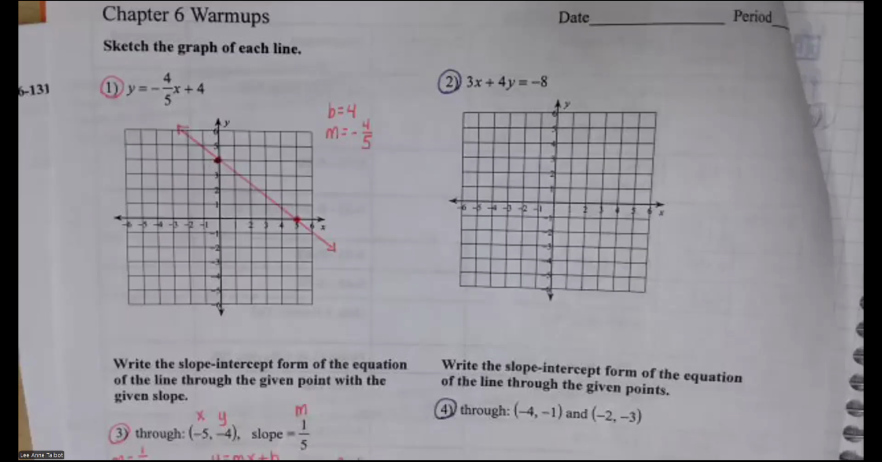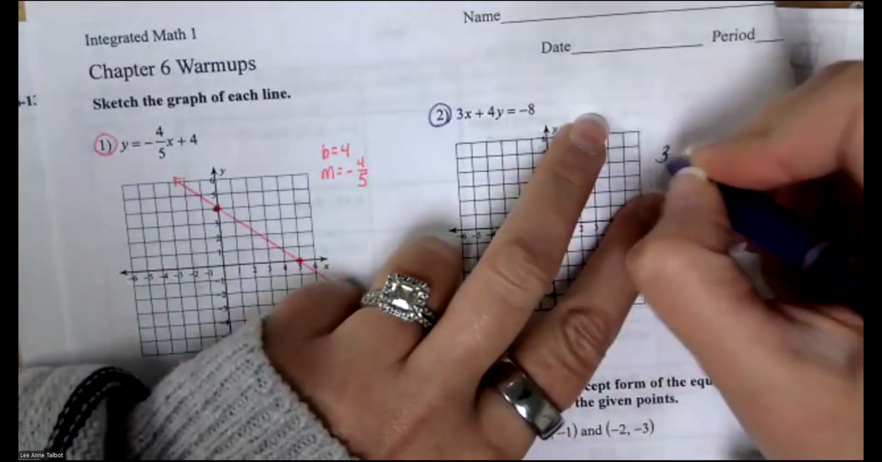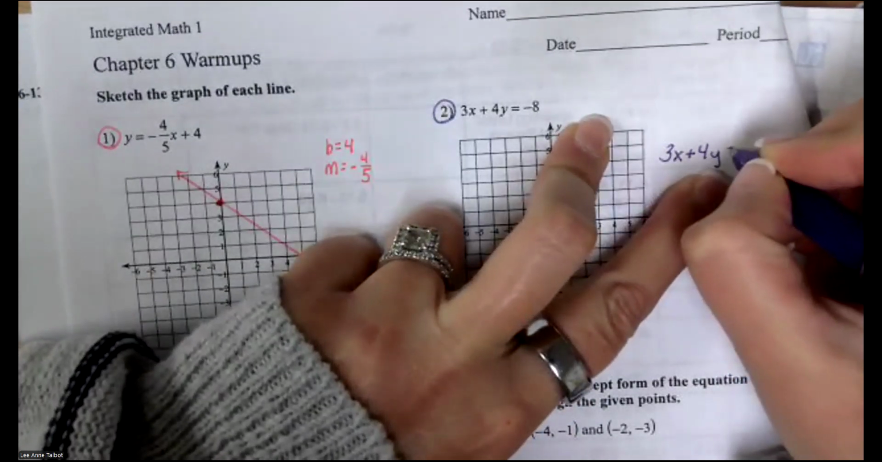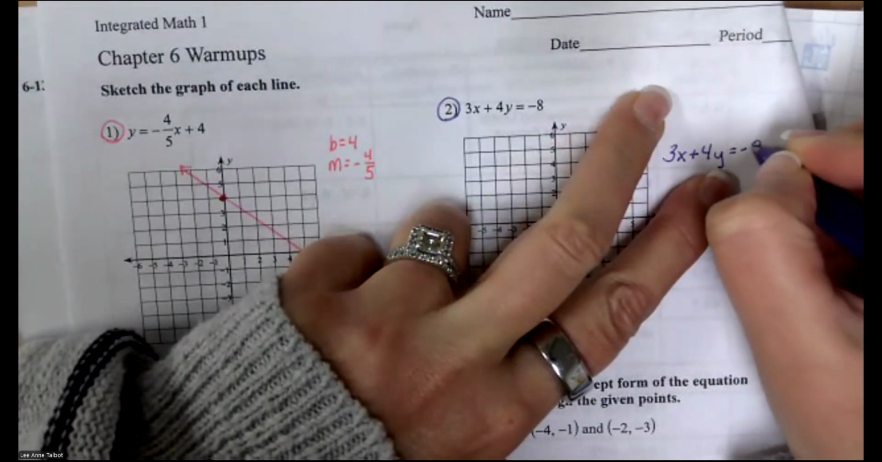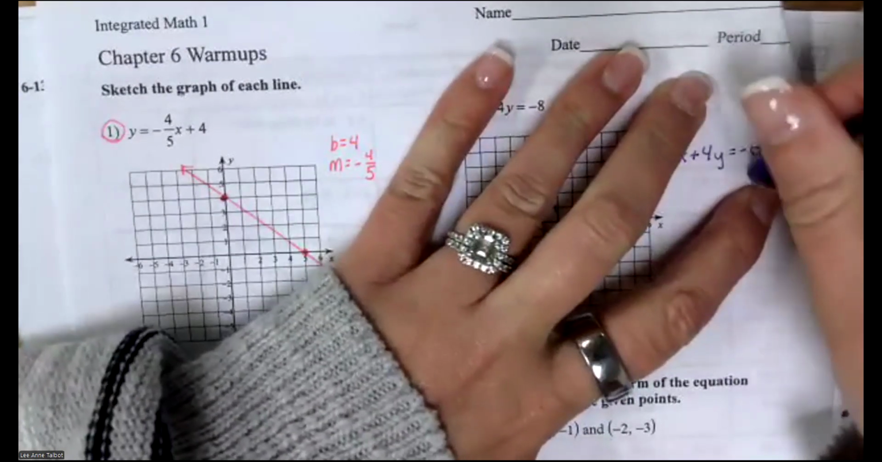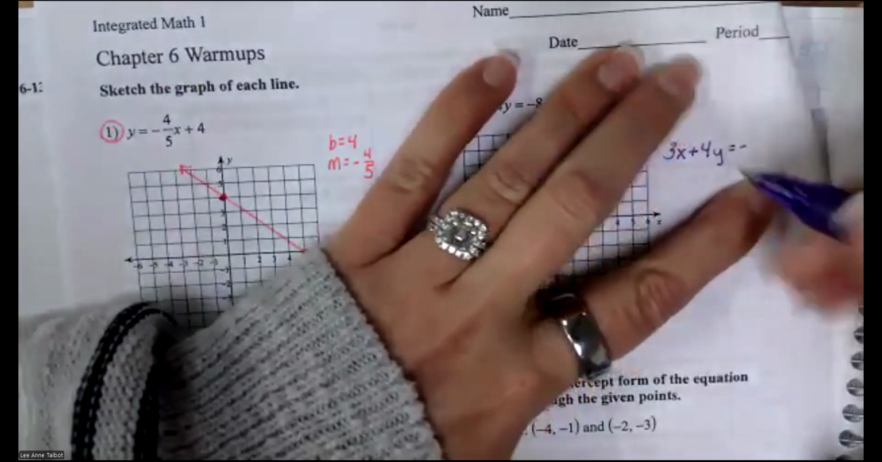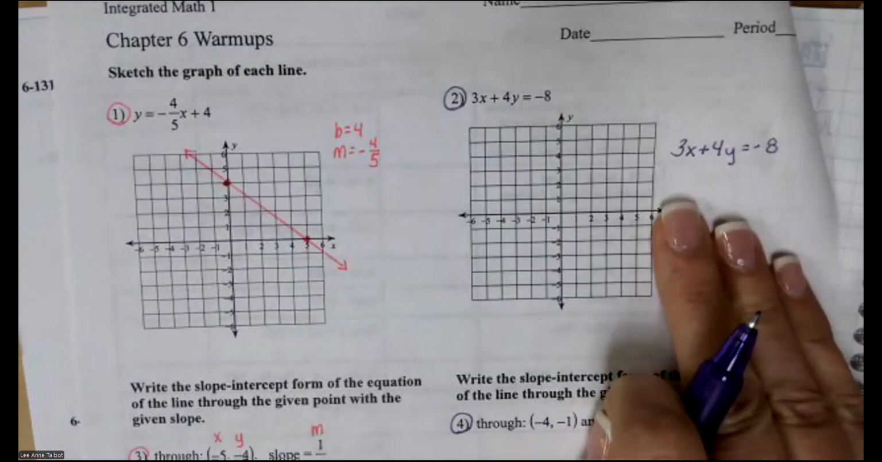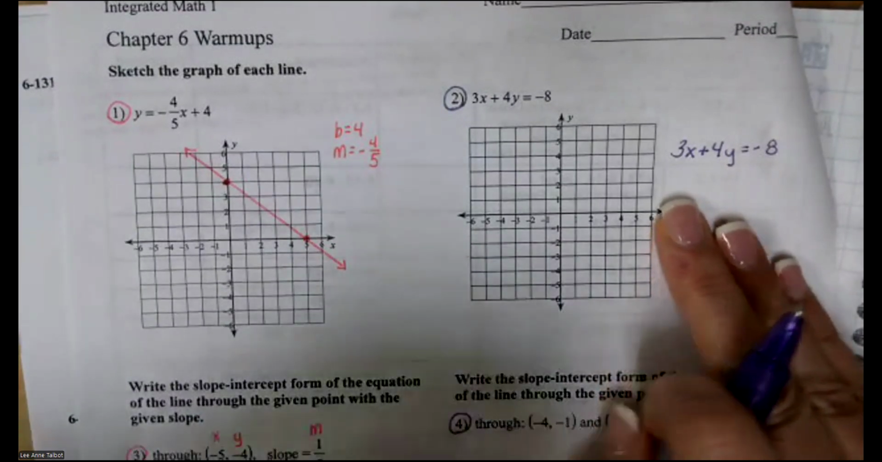So starting with the warm-ups though, we're gonna do what we learned yesterday. So write this off to the side. 3x plus 4y equals -8. So this is a review problem from yesterday. And I have a problem that's in standard form and I want to convert it to slope intercept.